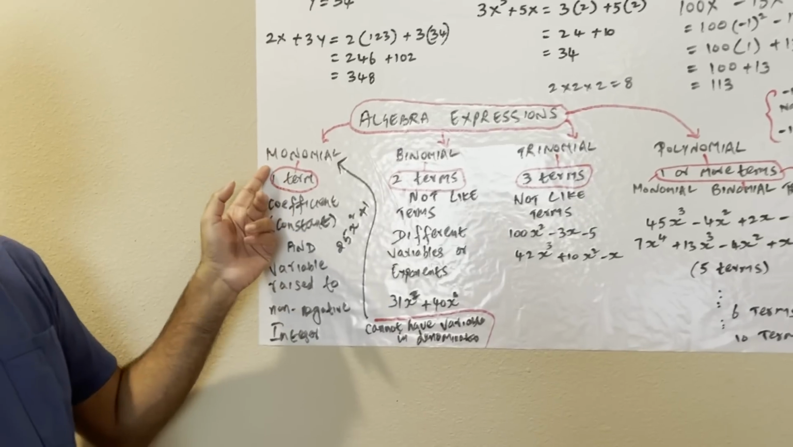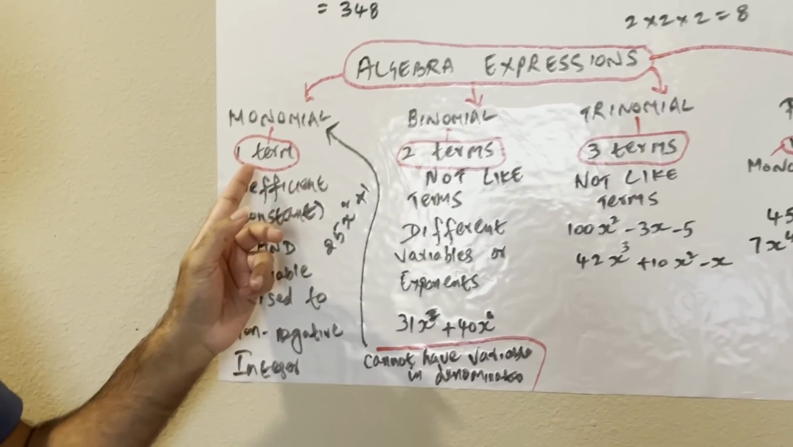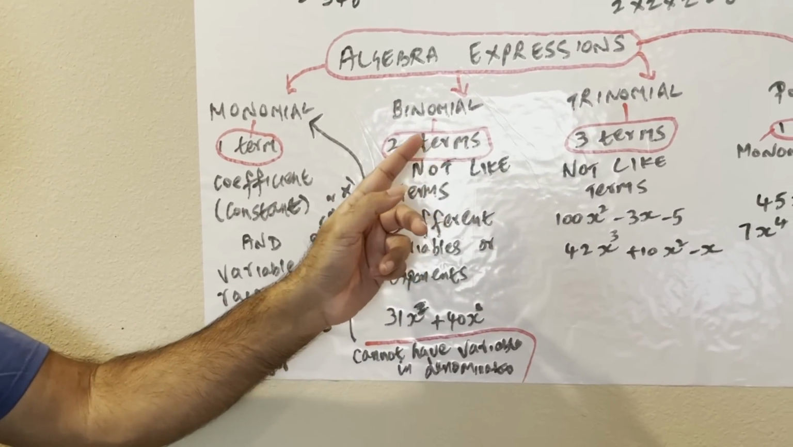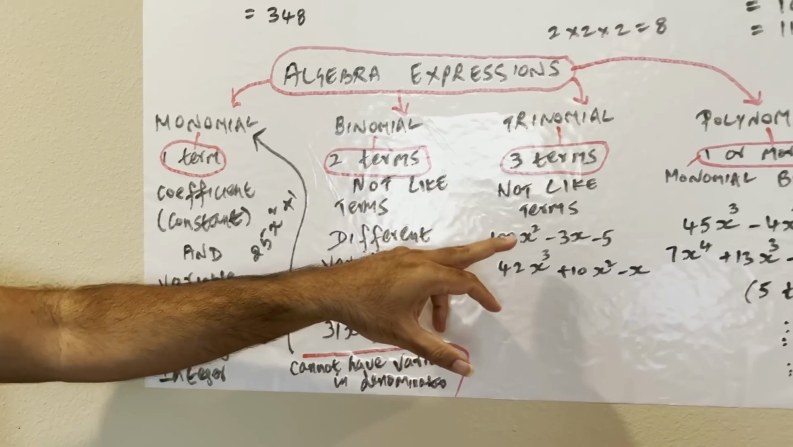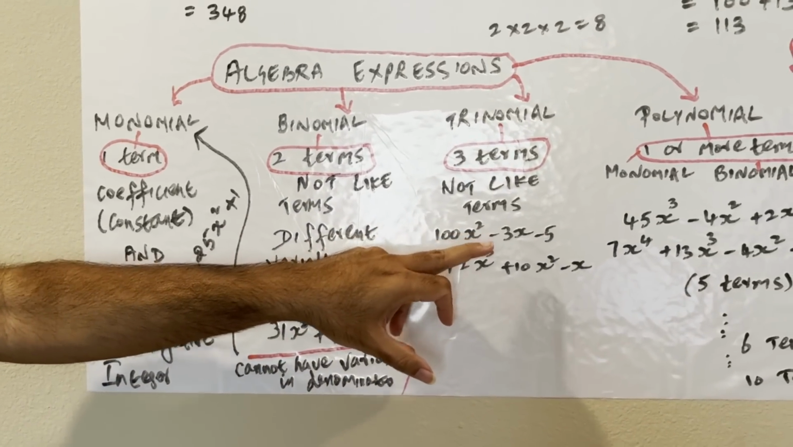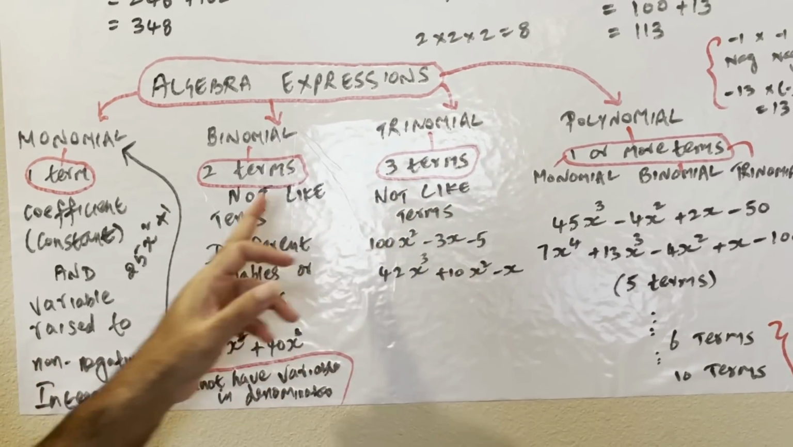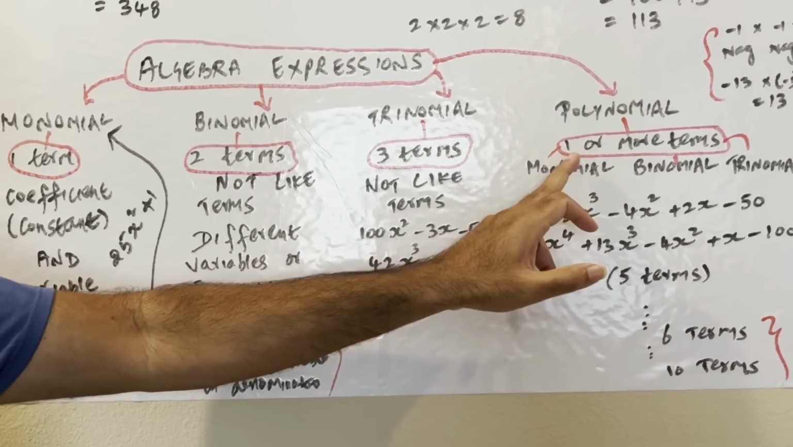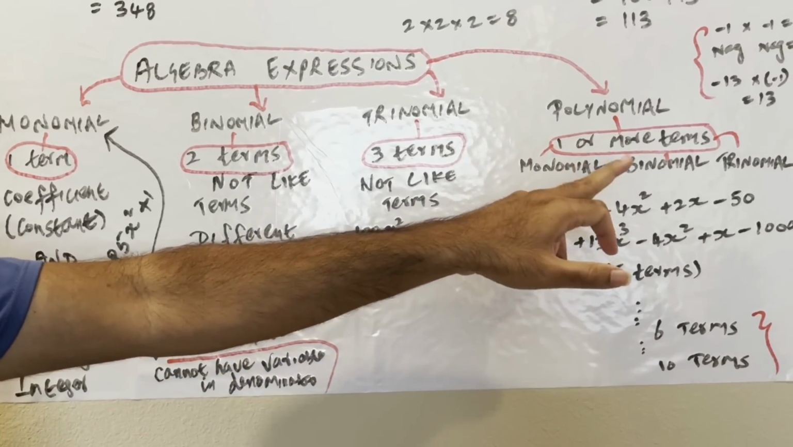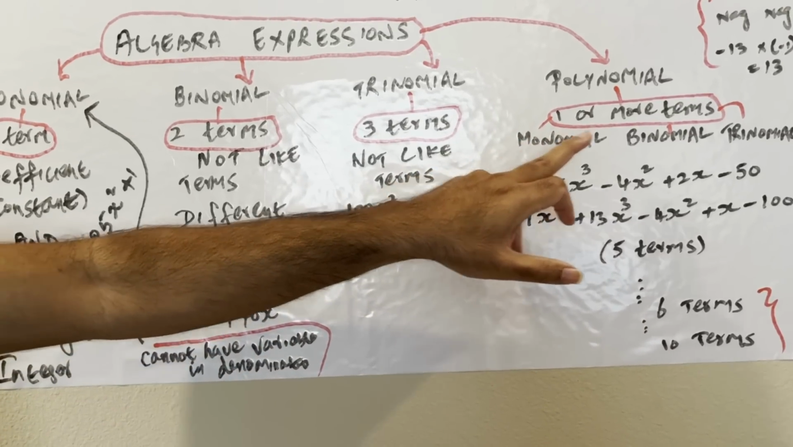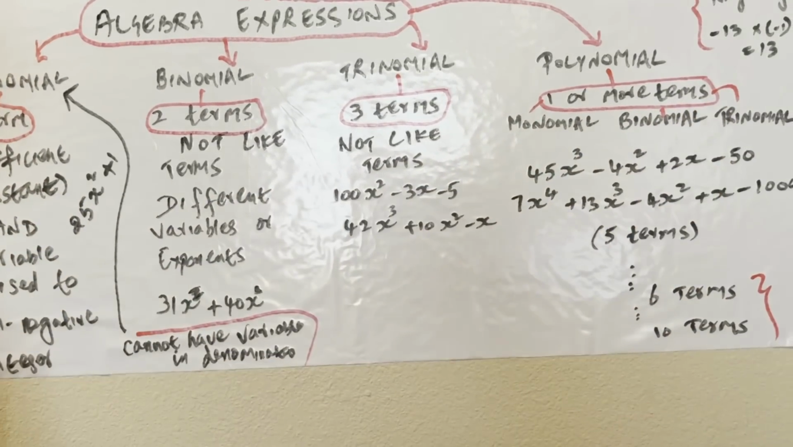Mono means 1, so monomial is 1 term. Binomial, bi means 2 terms. Terms meaning the expressions, variables and constants. Trinomial is 3 terms. Polynomial is more than 1 term actually, it's not 1 or more terms. So it can be monomial, binomial, trinomial.